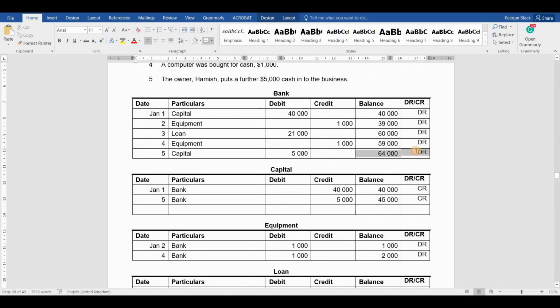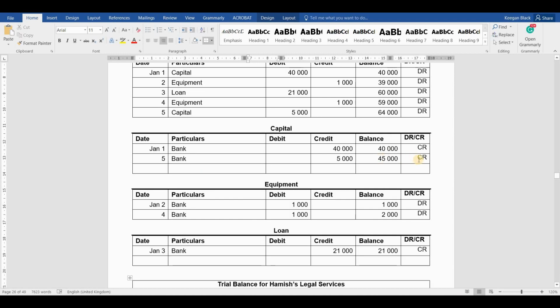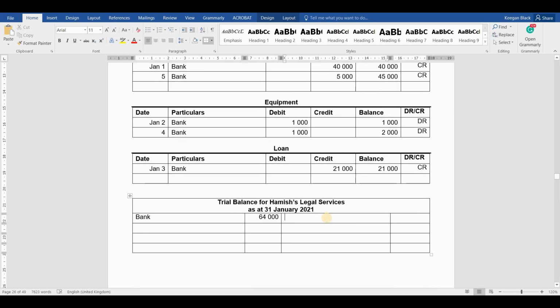In bank, for example, our final balance is $64,000 of debit. According to the great song, debits are on the left. So that 64,000 of debit is going to go into the left side of my trial balance. So that's bank, $64,000. Capital is $45,000 credit. Credits go on the right. So capital is going to go on the right side, $45,000. Equipment is the next one. Equipment has a debit balance, so it's going to go on the left side. And that is $2,000.